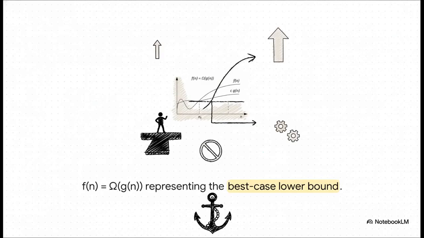On the flip side, we have big omega, which acts as an asymptotic lower bound. It is the floor. This means that in the absolute best-case scenario, the algorithm will definitely take at least this much time, or this many operations to run. It's physically impossible for it to run any faster than this baseline.